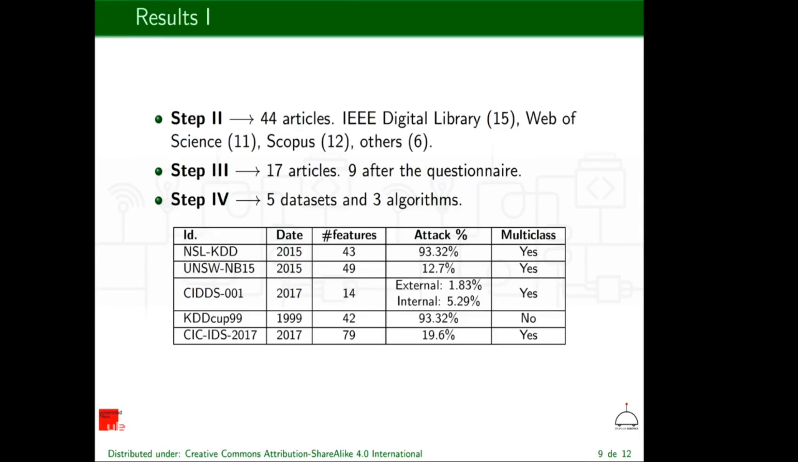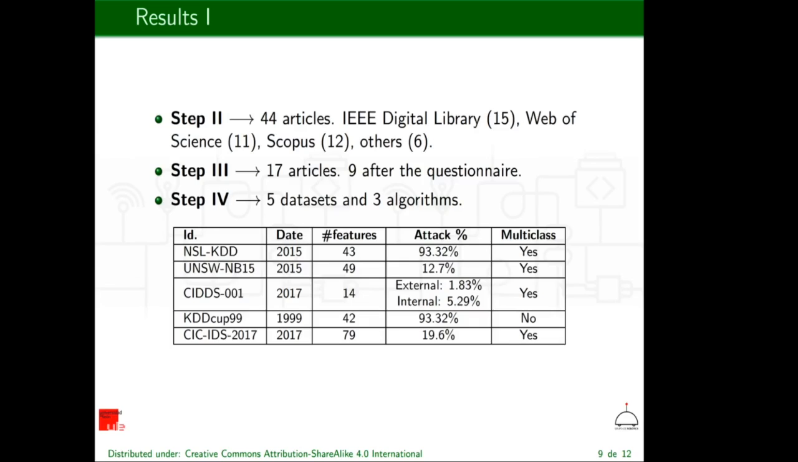Let's see the results. The searches performed on the databases mentioned above yielded a total of 44 articles. 6 of these articles were eliminated because they were duplicated. Then, the criteria defined above for inclusion and exclusion were applied. After applying these criteria, the number of selected articles was reduced to 17. Finally, after the application of the questionnaire described above, 8 articles were rejected, so the set of samples to be analyzed in the study includes 9 articles.